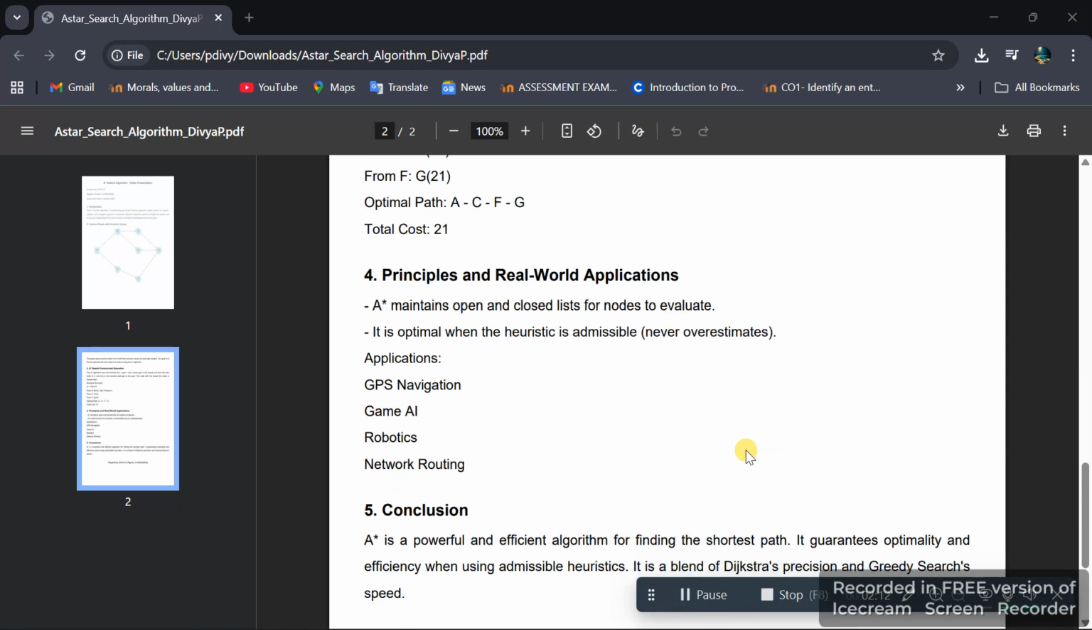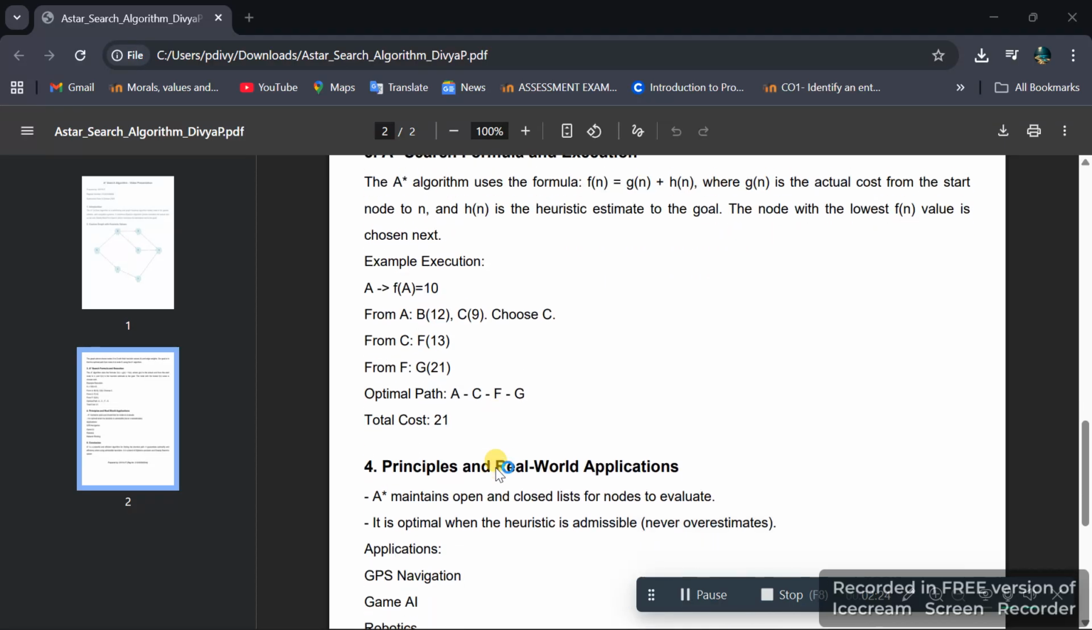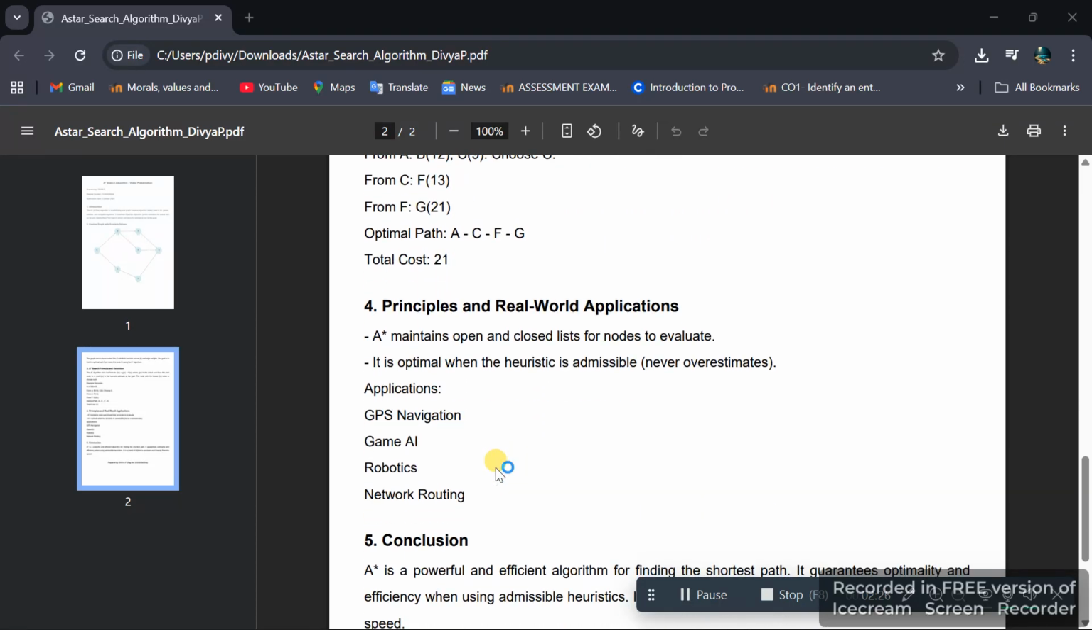In short, I illustrated this here in the PPT, but by doing the mathematical representation, we can calculate this A star search. The principle behind the A star search is that it uses two lists, the open list and the closed list. The open list is for the nodes that need to be evaluated, and the closed list is for the nodes that have already been evaluated. It continuously explores until it reaches the goal node, always choosing the path with the lowest estimated cost.